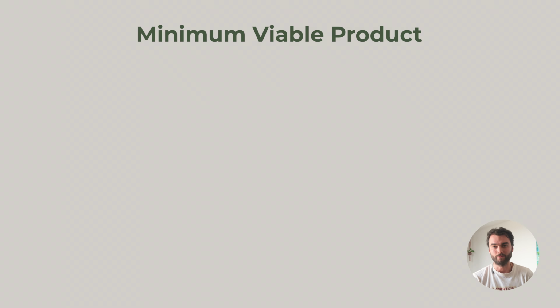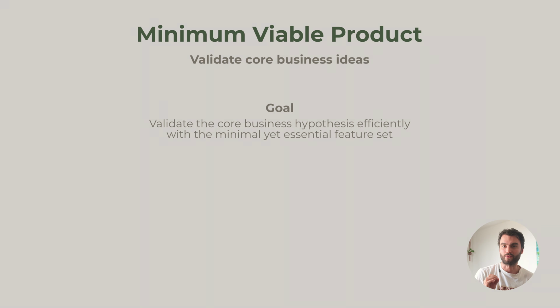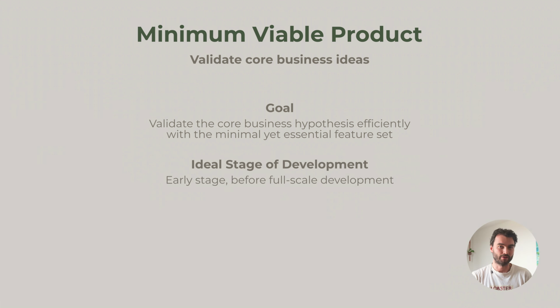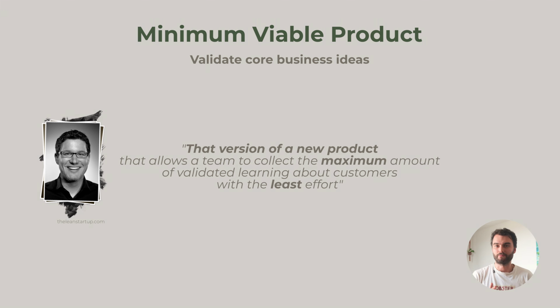Firstly, the MVP, or minimum viable product. The goal here is clear. Validate the core business hypothesis most efficiently using only the essential features. This is crucial in the early stage, before we dive into full-scale development. In the explanation of Eric Ries, the author of The Lean Startup and the person popularizing the term MVP, he talks about that version of a product. This means that there isn't one type of MVP out there. It depends on the core business idea you need to test.